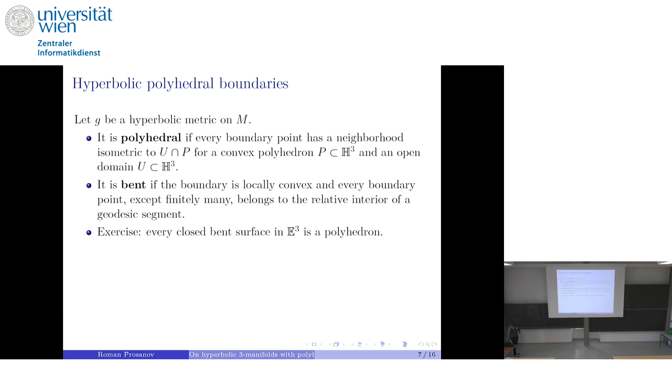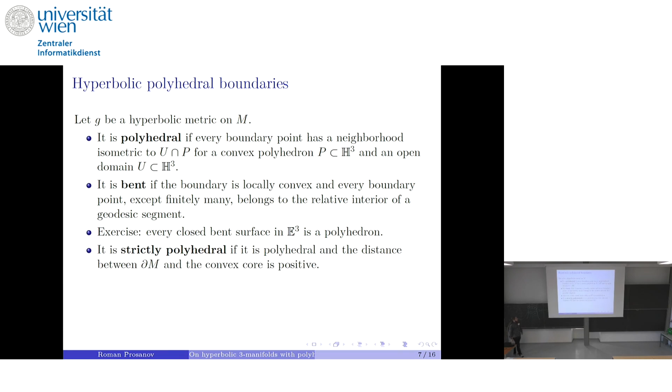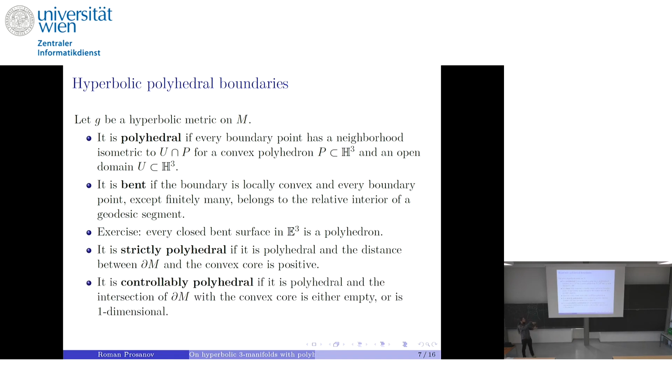And in order to formulate my results, I also need to introduce two subclasses of polyhedral metrics. The first is strictly polyhedral. If you have convex boundary, then you already have a convex core inside. And I say that the boundary is strictly polyhedral if my boundary does not touch the convex core. I would say that it's controllably polyhedral if the boundary is polyhedral, and either it does not touch the convex core, so then it is strictly polyhedral, or the intersection is one-dimensional. And I can show that when the intersection is one-dimensional, then it is just finitely many simple closed geodesics.